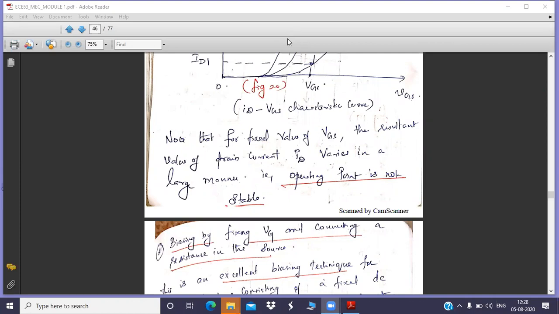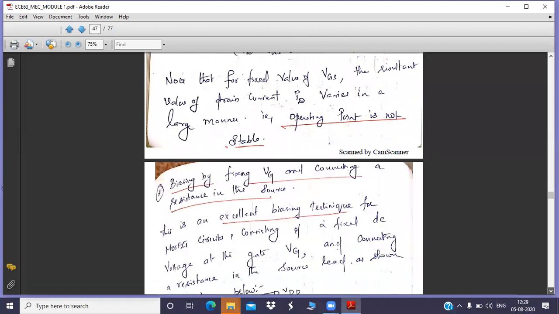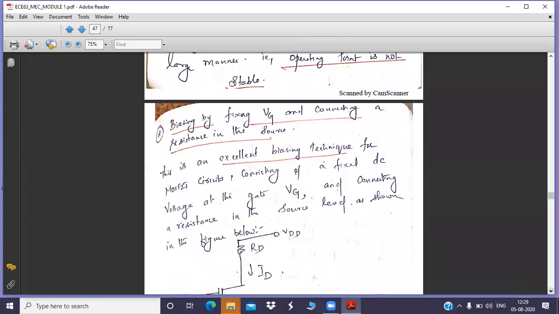Now going to the second biasing technique. Why I am moving to the second biasing technique is because the first has its own drawback. The main drawback is the operating point is not stable. It is temperature dependent and device dependent also. Changing the device means ID will change. Changing the temperature means ID will change. So even though you can fix VGS, ID may not be a constant. So the Q point varies, and linear amplification will not take place.